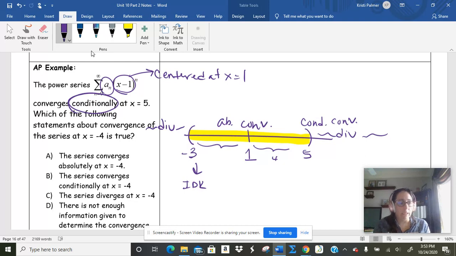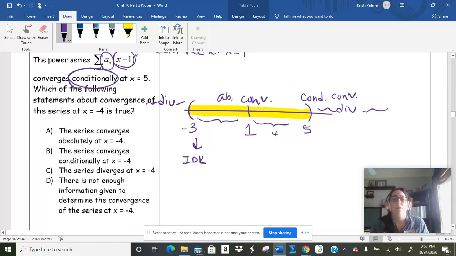So now let's go see what they give me as options and which one is true. Okay, so then they said converges at -4. -4 is out here, and that is not in converging land, that's diverging. Conditionally, again, -4 doesn't converge at all. It's in divergent land, not absolutely, not conditionally. But I do know it has to diverge at -4. It is in the divergent land. So we do have enough information to know that -4 diverges.